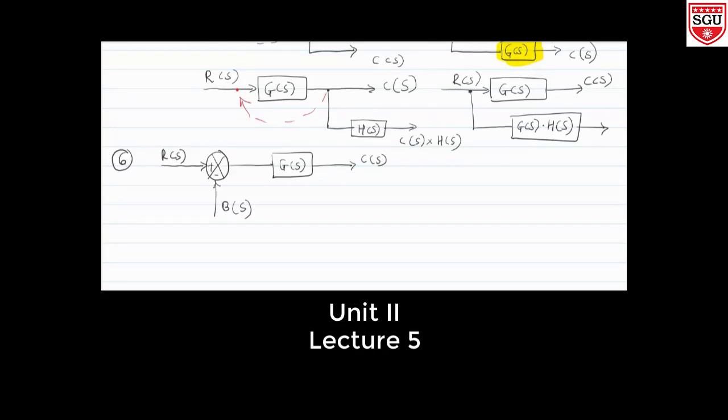And in some cases, I want to transfer that summing point from here to here. I want to shift it. So this rule is known as moving summing point forward. Here I will write moving summing point forward.